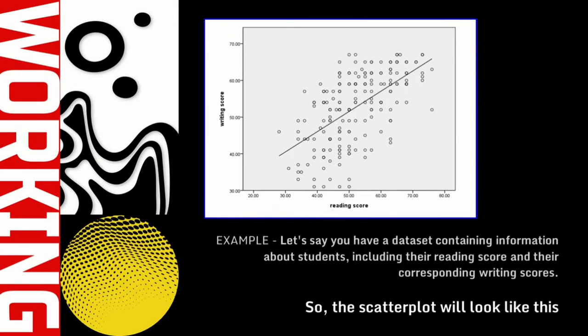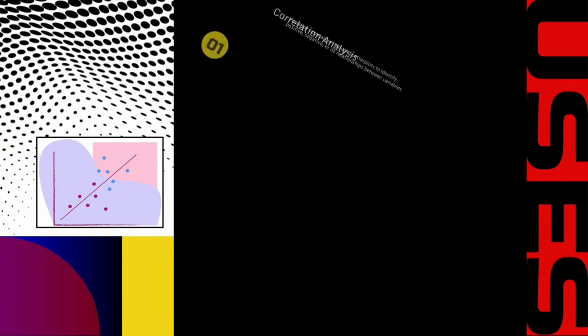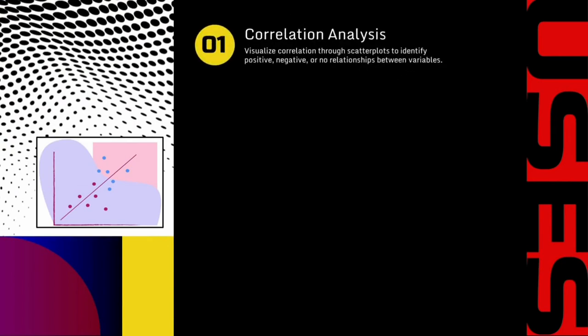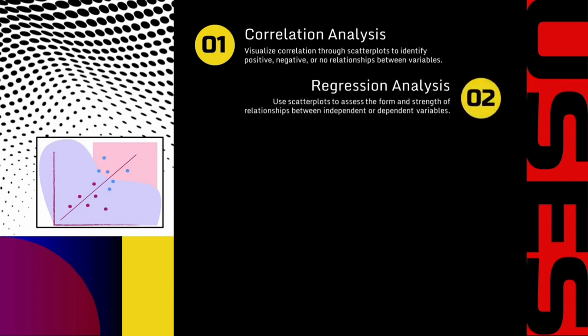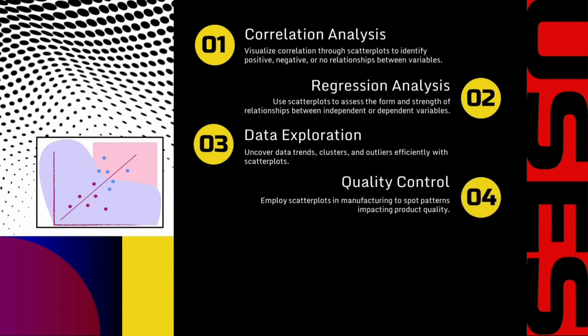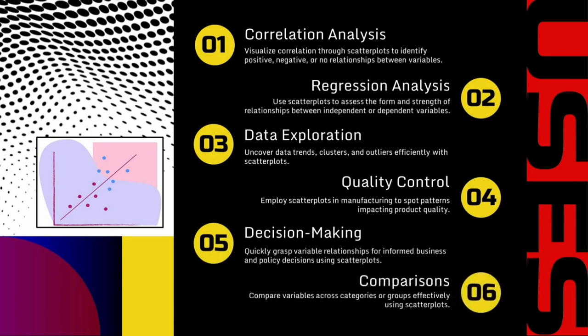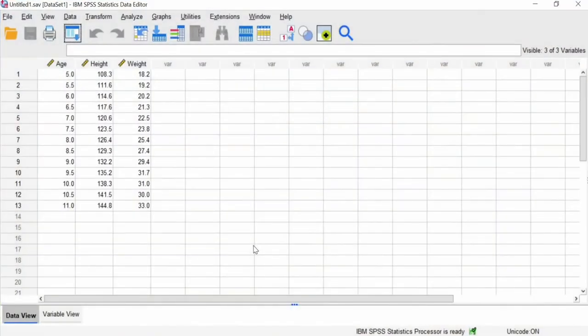Let's say you have a dataset containing information about students, including their reading score and their writing scores. The scatter plot looks like this, and this is the best fit line. Now, let's move to the uses of scatter plots. The uses are correlation analysis, regression analysis, data exploration, quality control, decision making, and comparison. So friends, without wasting our time, let's move to SPSS.